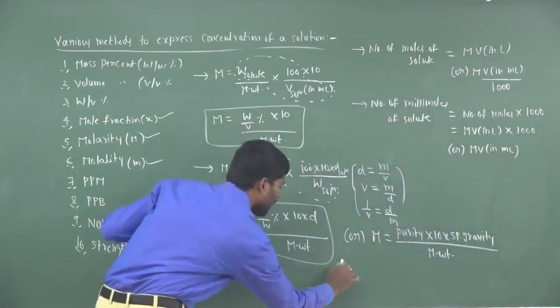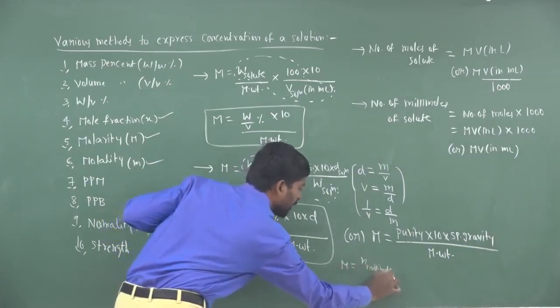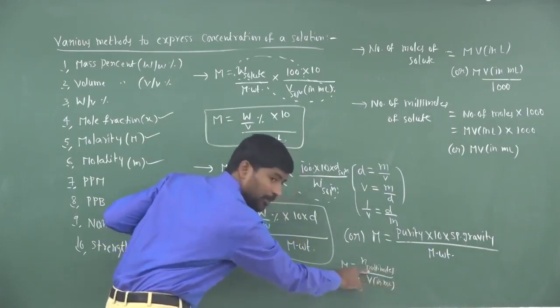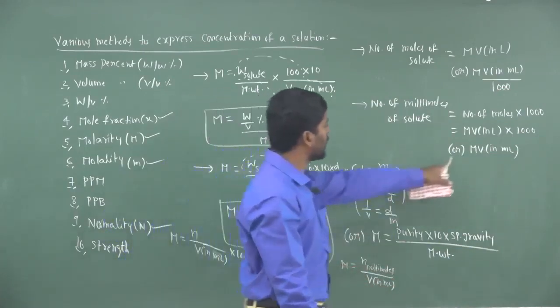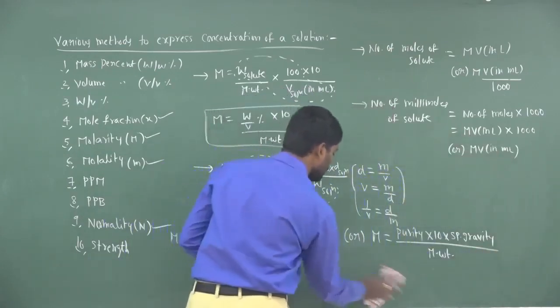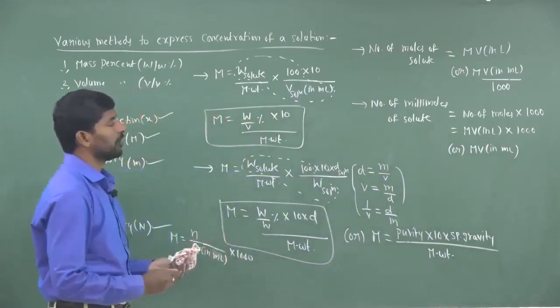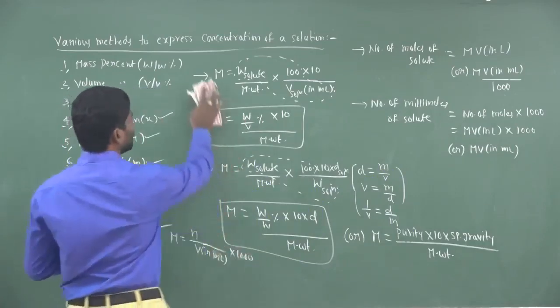The formula for molarity is number of millimoles by volume in ml. So number of millimoles is nothing but molarity into volume in ml. Okay, right. So this is the formula for number of moles and millimoles of solute.